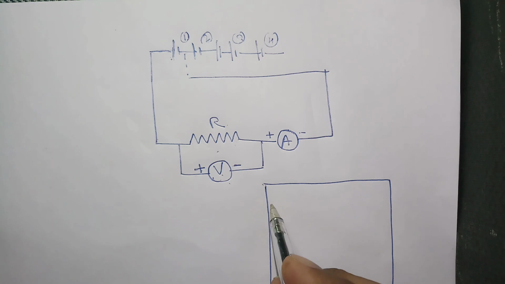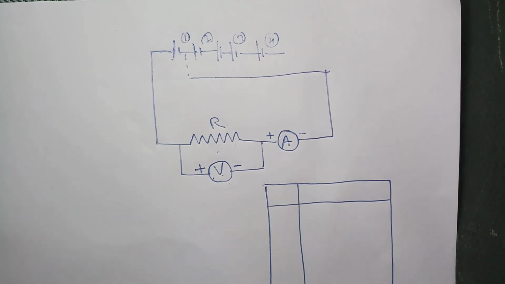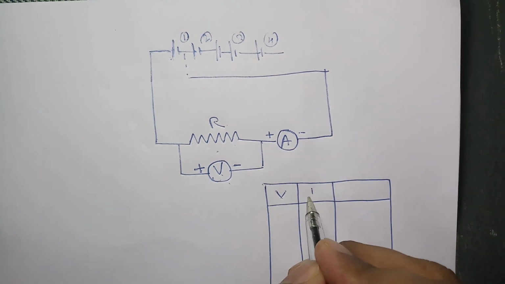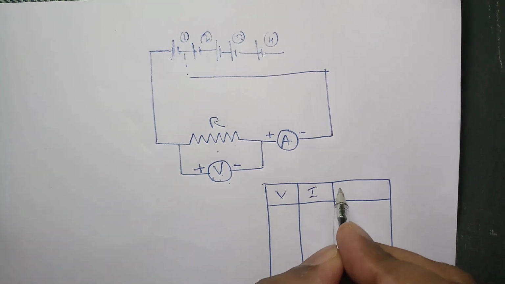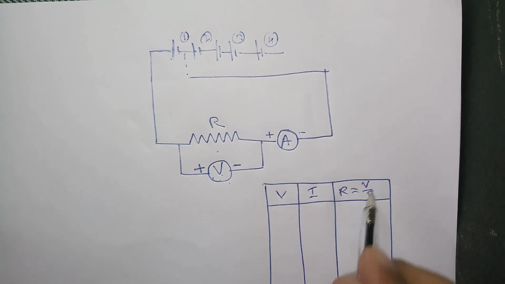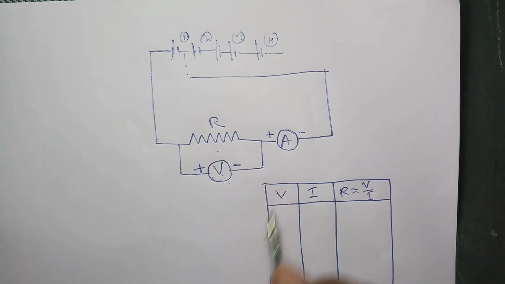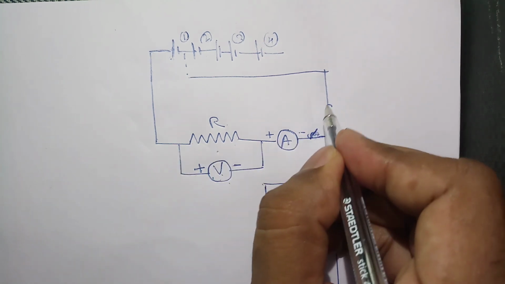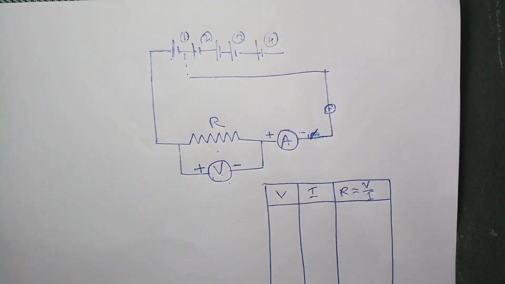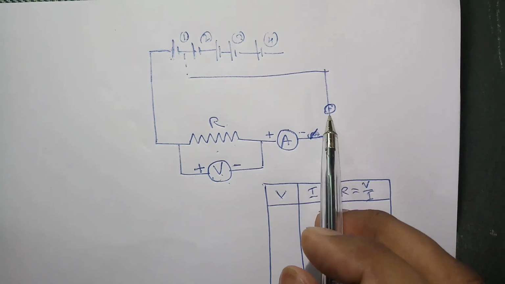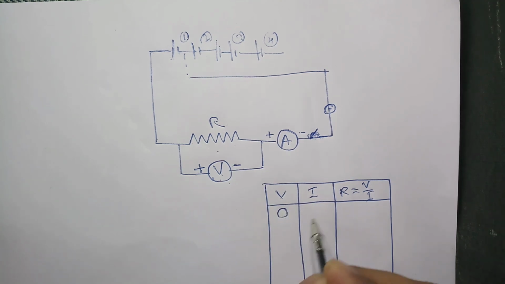In this table I have V here and I here, and this will be the resistance, which is V by I. First, when this entire thing is switched off, you can add a key also here so that we can switch off this one. As per your textbook, the key notation is this one, plug key. So when the key is in the off position, or the circuit is open, the voltage will be 0 and the current also will be 0. So no need of calculating the resistance here.